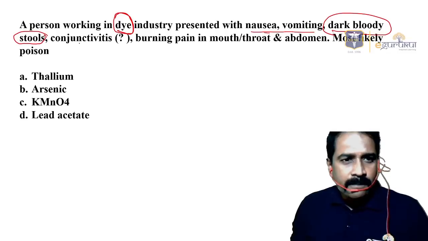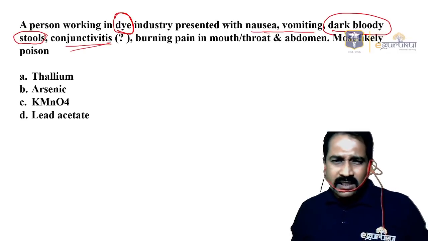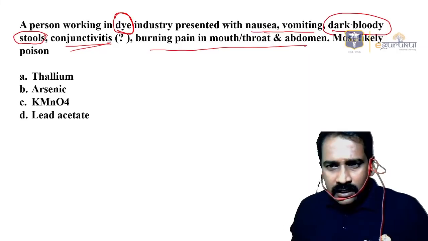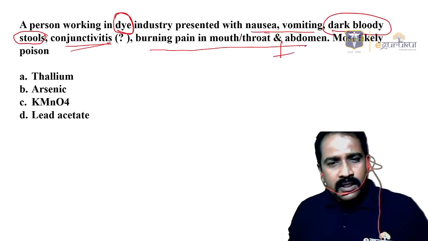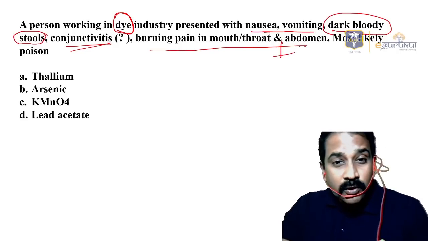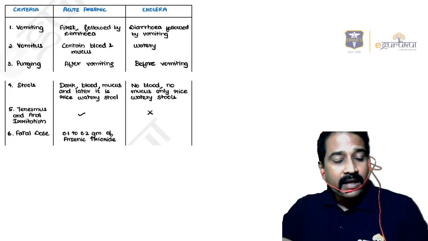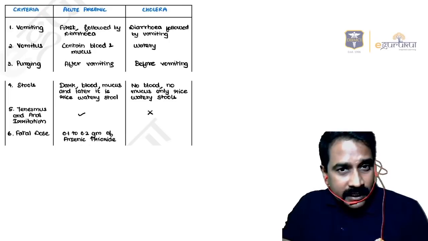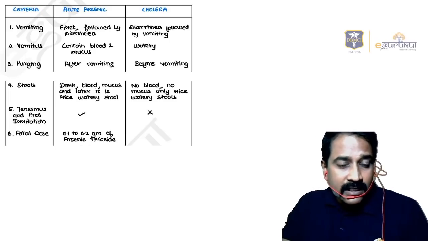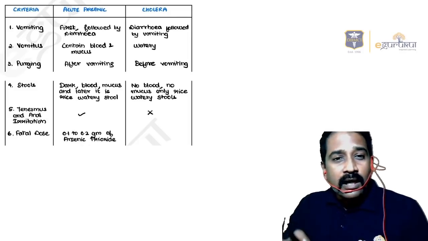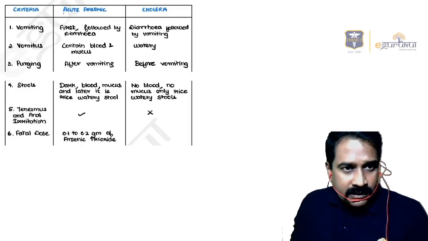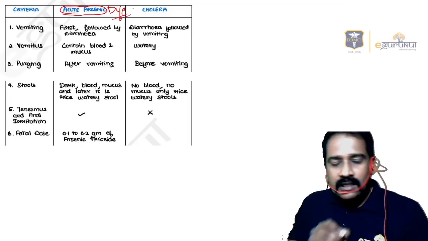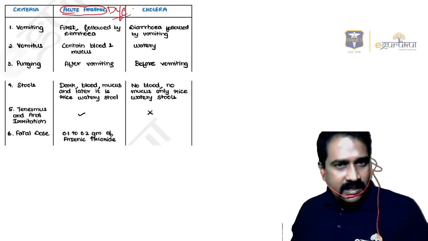Conjunctivitis can be seen in many, but is not very specific for this. Burning pain in mouth and throat. So dark bloody stools mixed with burning pain in mouth and throat. Now let's go to the theoretical part of it. This is nothing but acute arsenic poisoning which resembles cholera. The word dye industry should have clinched the answer here.